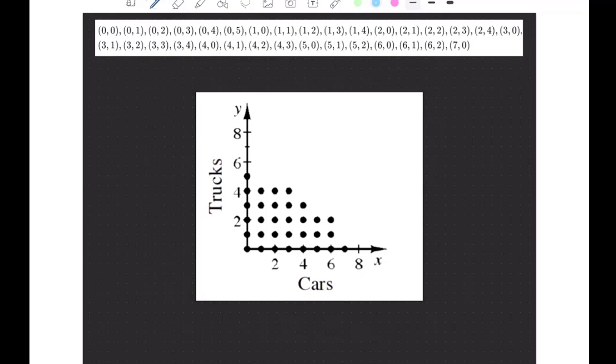So those are all of the possibilities when it comes to figuring out cars and trucks. Sound good? All right.